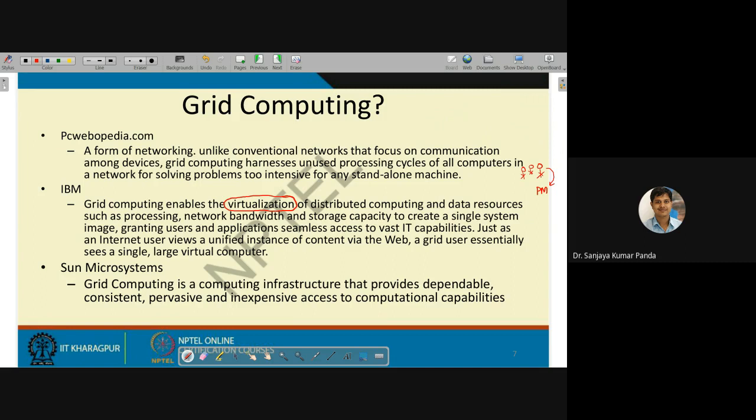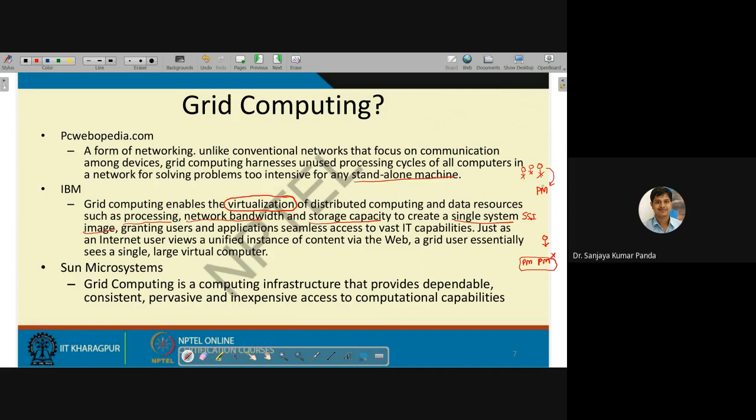So grid computing enables this virtualization of distributed computing and data resources such as processing, network bandwidth, and storage capacity to create a single system image, right? Sometimes for a user, a particular physical machine is not sufficient. Like I told you, stand-alone machines are not sufficient. So you want more physical machines, right? Let's say if you combine two physical machines, then your work can be done. So that is also possible.